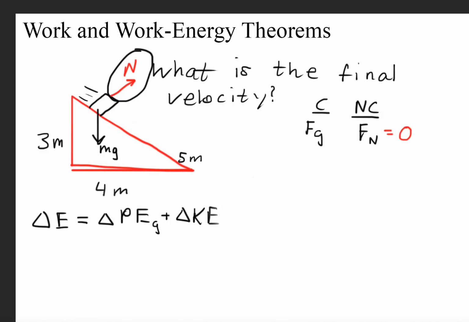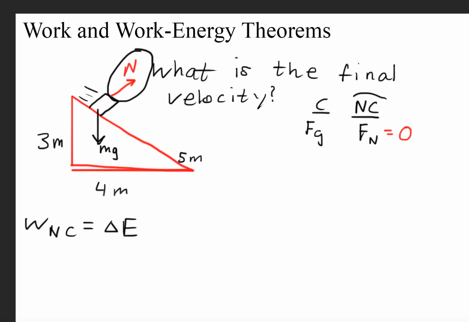Now, since that is what delta E is equal to, let's go back to our work-energy theorem. We said our work-energy theorem for the non-conservative forces is our delta E value. So let's take this force and plug it in here. We said that the value would be 0 in this case. We know that the non-conservative force here is going to equal 0.